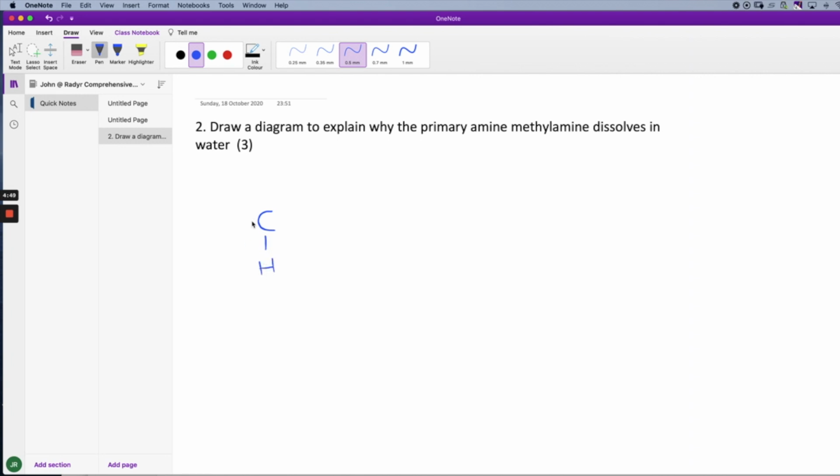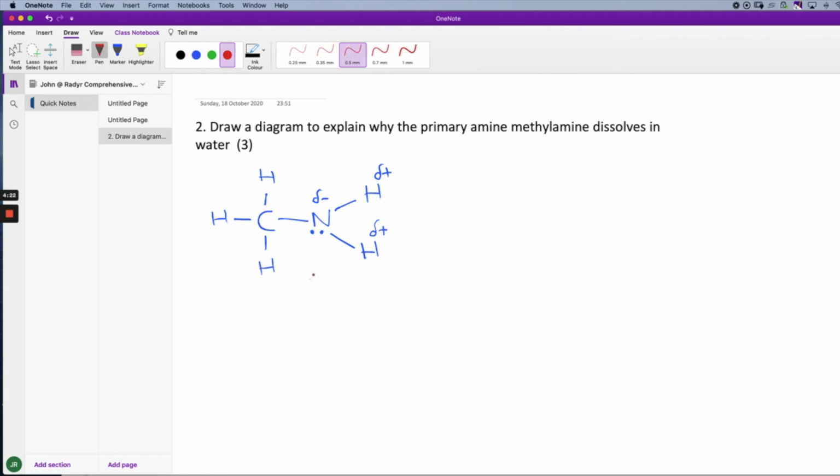So methylamine has a CH3 group attached to an NH2 group, and it's classed as a primary amine because there's one alkyl group replacing a hydrogen on an ammonia molecule. So I'm going to draw my methylamine, I'm going to put my lone pair on the nitrogen, and I'm going to put the delta minus charge on the nitrogen and the delta plus charge on the hydrogen.